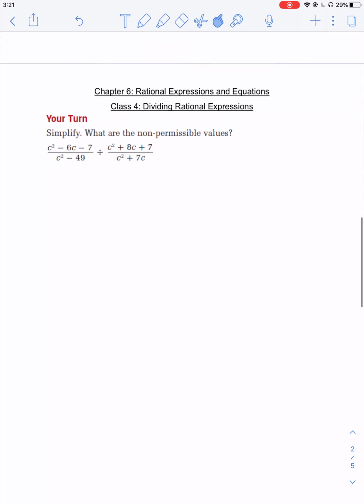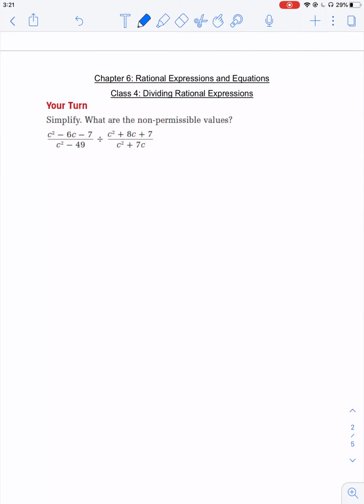Now, pause the video. I want you to try this question. So go ahead and try this out. The first step, guys, is to factor the whole thing, because you're going to have to simplify. And once you factor the whole thing, the non-permissible values will be more apparent. It will be easier for you to see what the non-permissible values are. Just be careful, because this is division. Neither your denominator nor your numerator can be 0, okay? So factor everything. I'm going to ask you to pause, try this out.